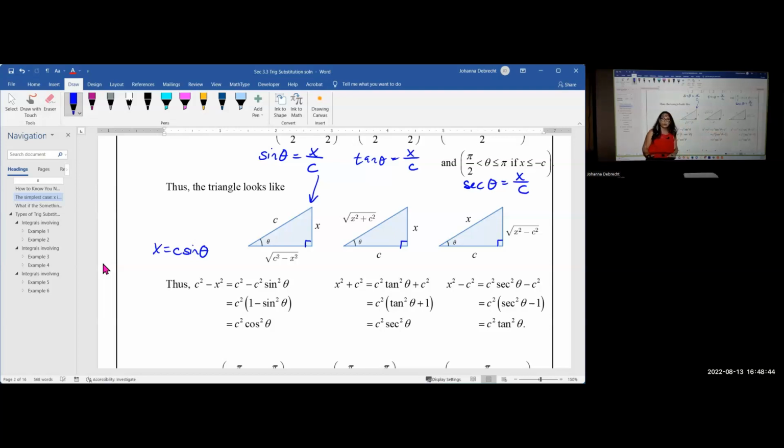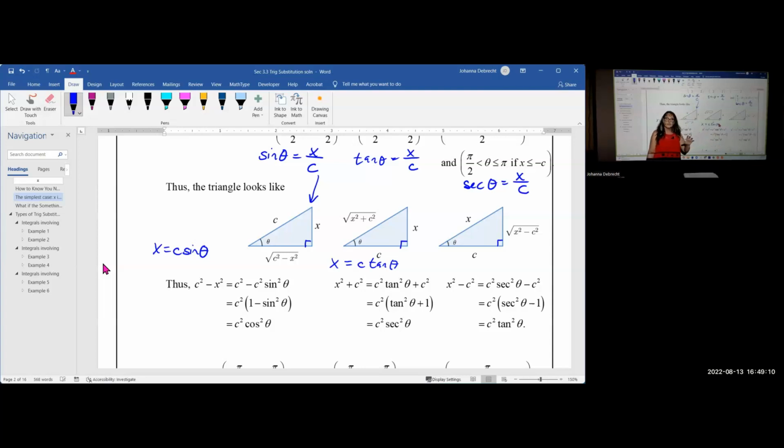In the second two parts, we're making a different substitution. In this one right here, we're letting x be c tangent of theta. So when we do the substitution into the original x squared plus c squared, we get c squared tangent squared plus c squared. Factor out the common factor of c squared. Tangent squared plus 1 is a Pythagorean identity, gives you secant squared of theta.